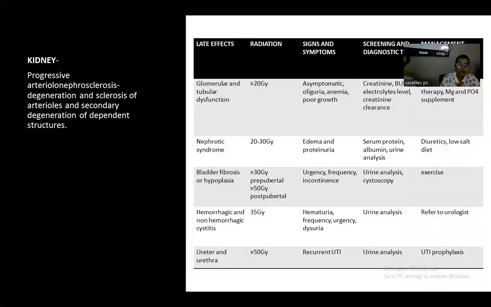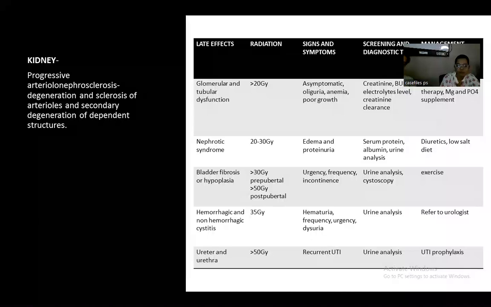For nephrotic syndrome, we consider diuretics and a low salt diet. For bladder fibrosis and hypoplasia, we need to advise exercise to the patient. And for cystitis, we have to refer them to a urologist.